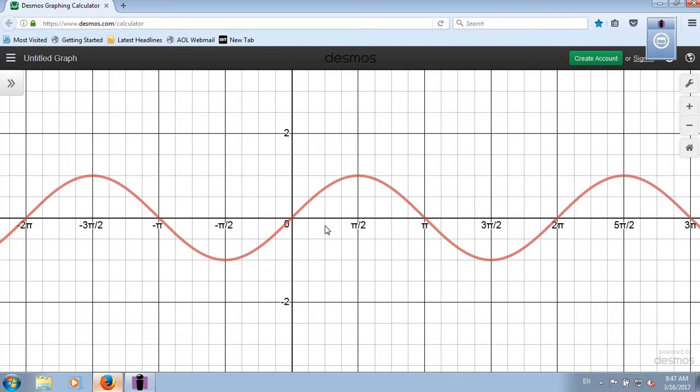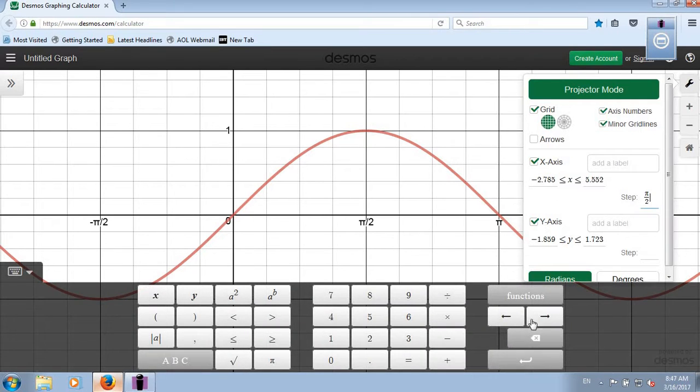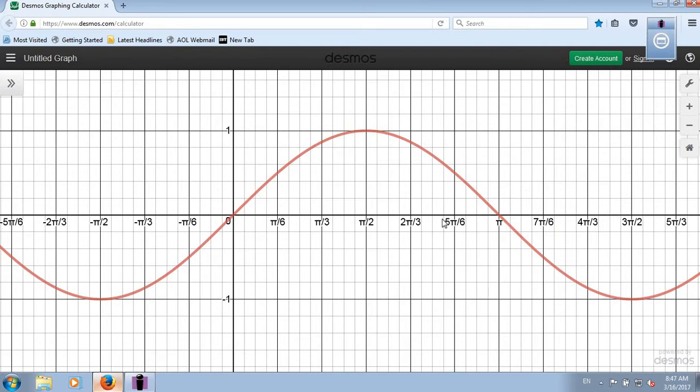This is about pi over 4, and this is about pi over 6. This is about pi over 3. If I further zoom in, or change this to pi over 6, then you'll be able to see it: pi over 6, pi over 3, pi over 2. Those are the major divisions that we need to familiarize ourselves with. So definitely the domain of sine is all real numbers. There are two ways we can write it.